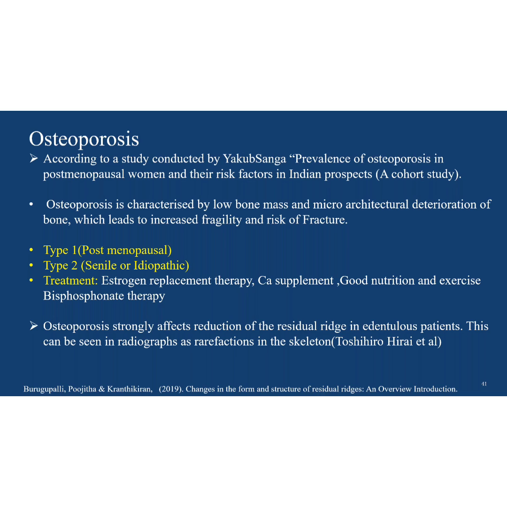Osteoporosis is characterized by low bone mass and microarchitectural deterioration of the bone, which leads to increased fracture. So there are two types. Type 1 is postmenopausal, and this type is more common for residual ridge resorption, and type 2 is senile or idiopathic. Treatment is estrogen replacement therapy, calcium supplement, good nutrition and exercise, and bisphosphonate therapy. Osteoporosis strongly affects the reduction of the residual ridge in edentulous patients. This can be seen in radiographs as rarefactions in the skeleton.